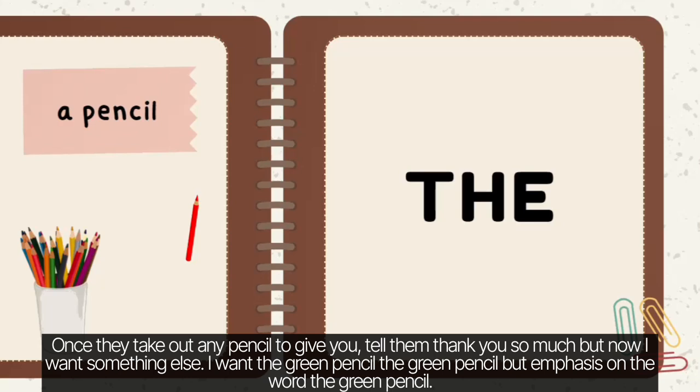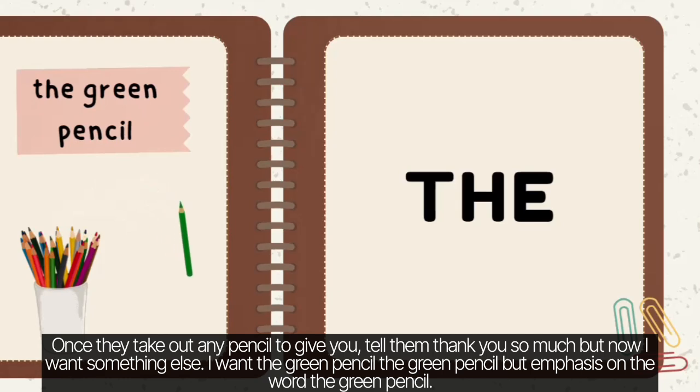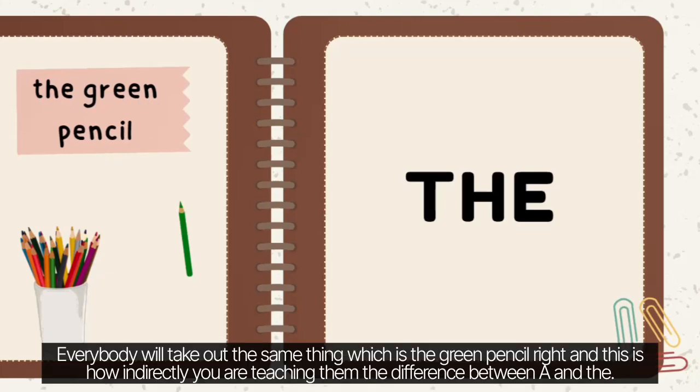But now I want something else. I want the green pencil. The green pencil. Put emphasis on the word the green pencil. So everybody will take out the same thing, which is the green pencil, right? And this is how indirectly you are teaching them the difference between a and the.